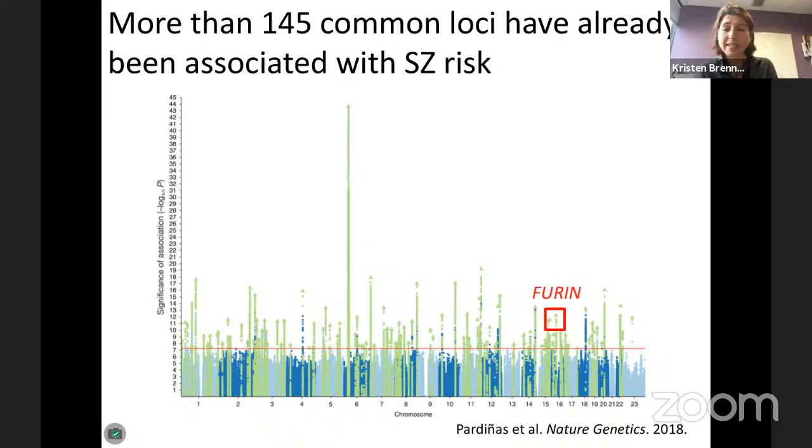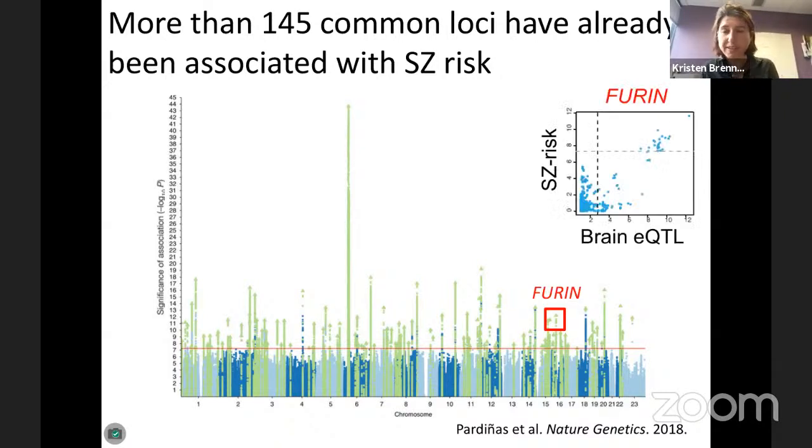And something, in fact, happens at this locus that doesn't happen at any of the 144 other genome-wide significant loci in this GWAS. So at this locus, what I'm showing you here on the y-axis is the same y-axis as the larger GWAS, and on the x is the brain eQTL. So the significance of an individual SNP to regulate expression of furin is being plotted against the significance of an individual SNP with schizophrenia risk. And what you see here is one SNP in the top right-hand corner. The very same SNP, rs4702, is both the most significant for schizophrenia risk and also the most significant to regulate furin expression. In fact, it lies in the 3' UTR of the furin gene.